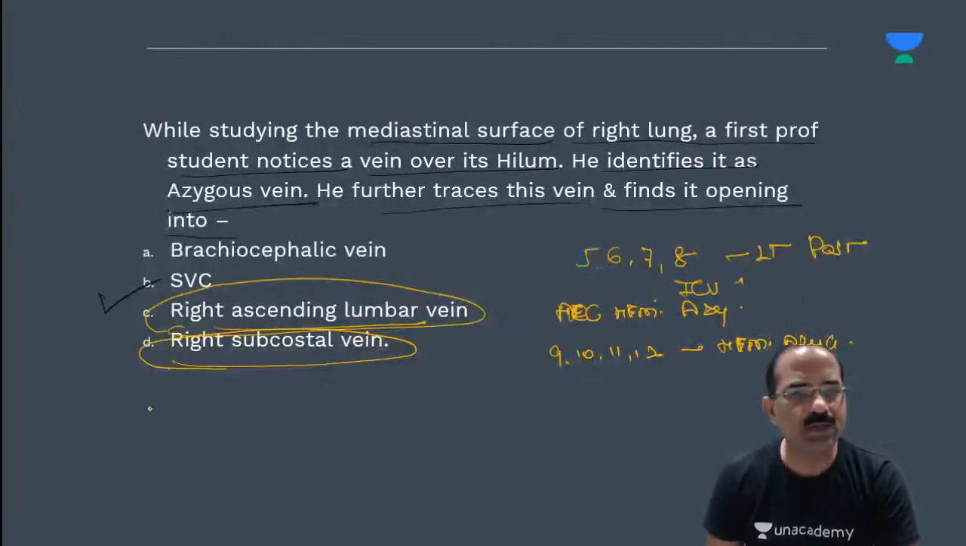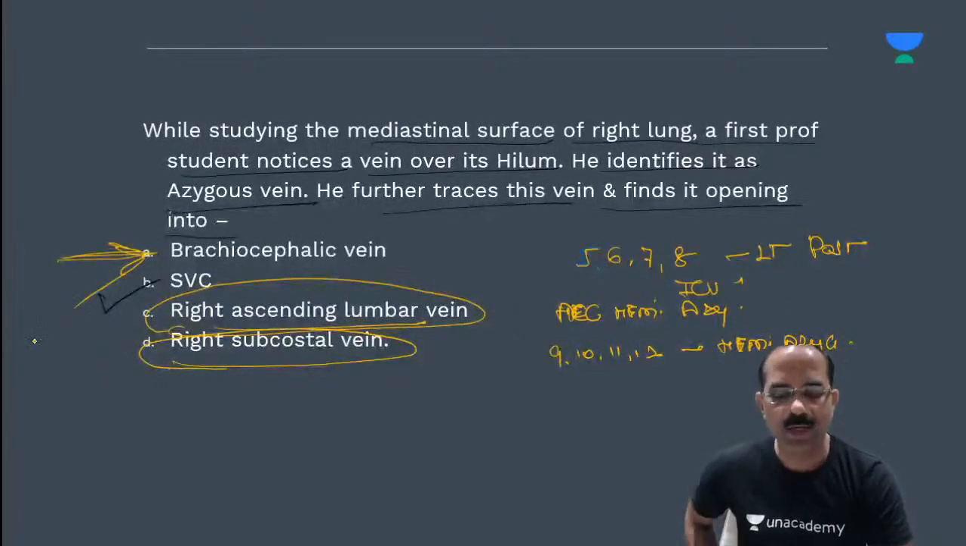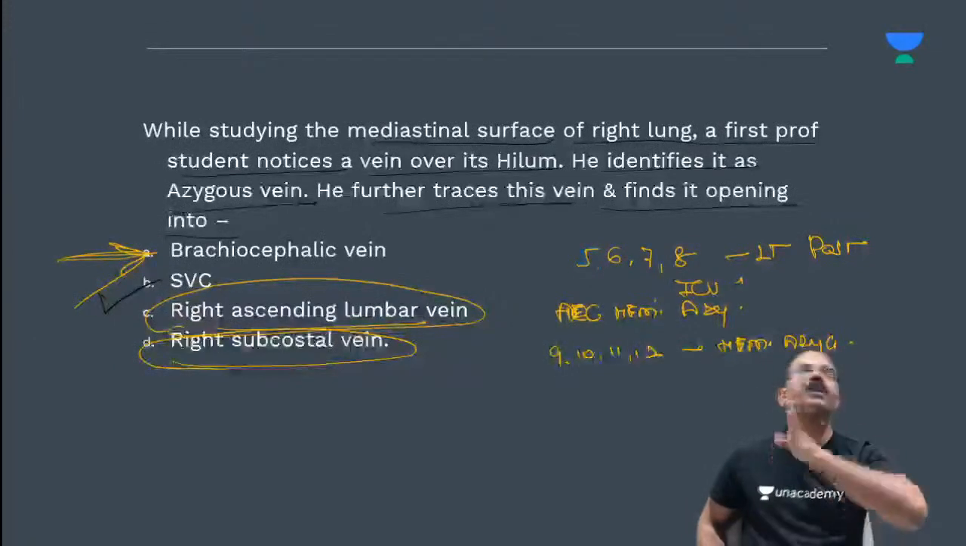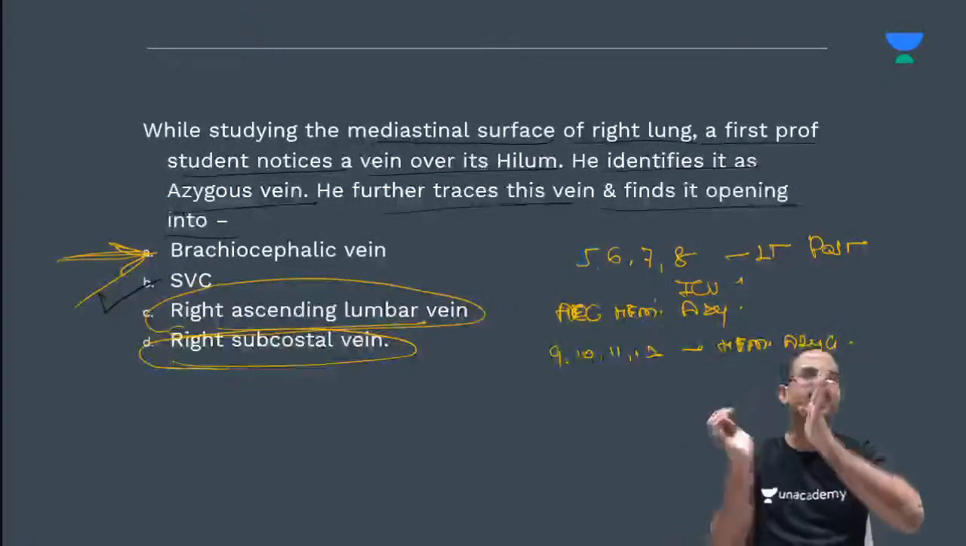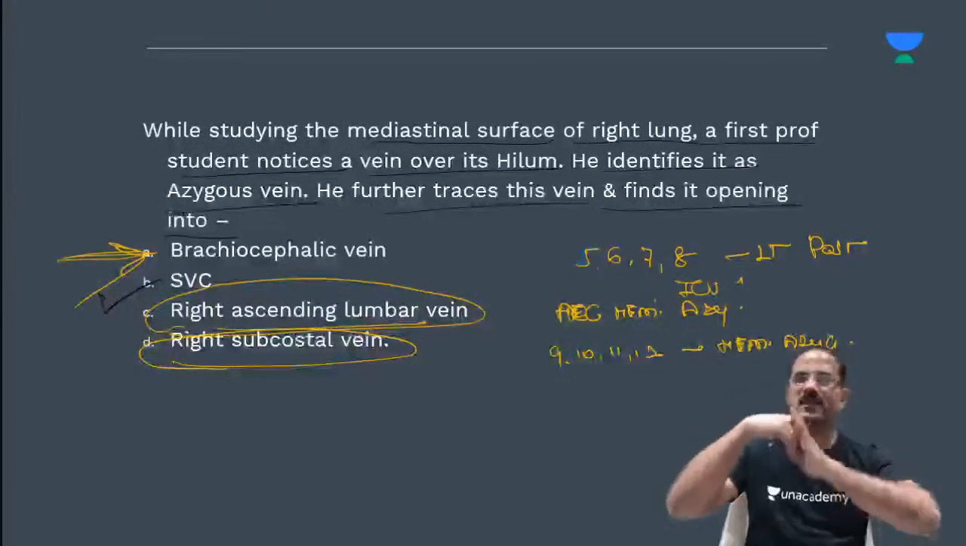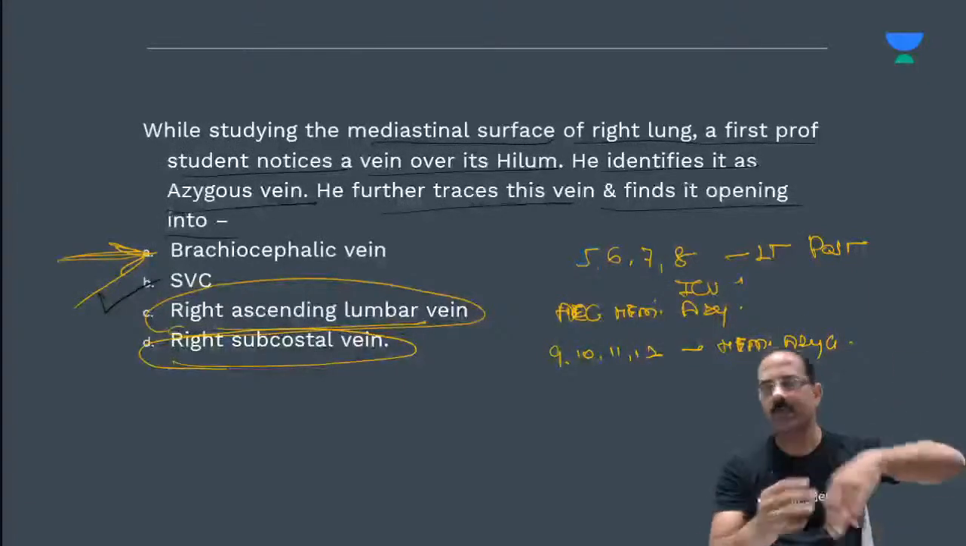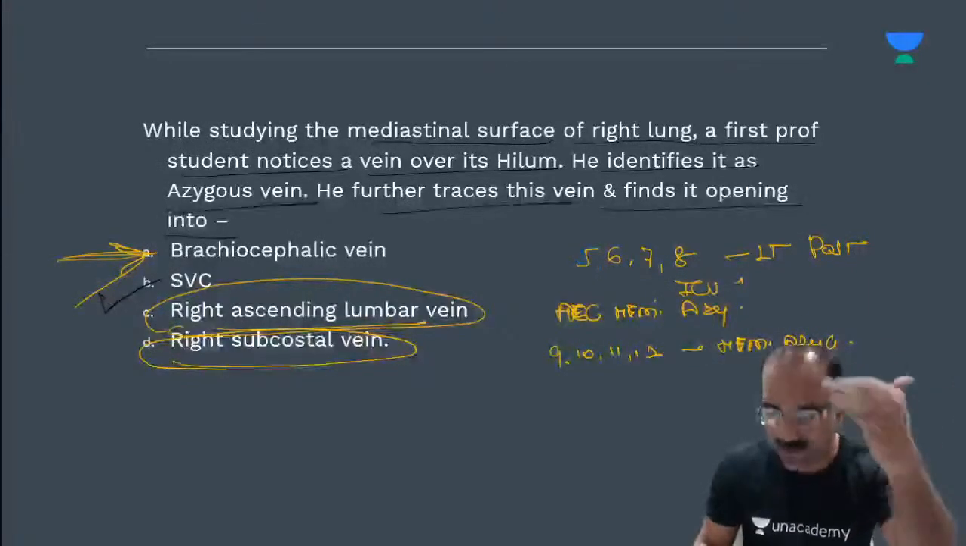Brachiocephalic vein. How is the brachiocephalic vein formed? Can anyone answer this? The brachiocephalic vein is formed by the joining of the internal jugular vein and the subclavian vein on both sides. The right internal jugular and the right subclavian join to form the right brachiocephalic. The left internal jugular and the left subclavian join to form the left brachiocephalic vein.